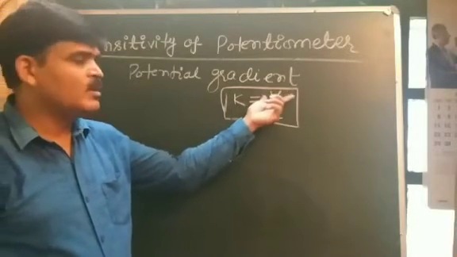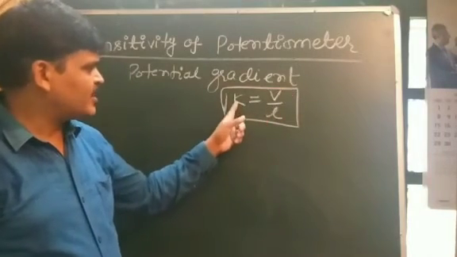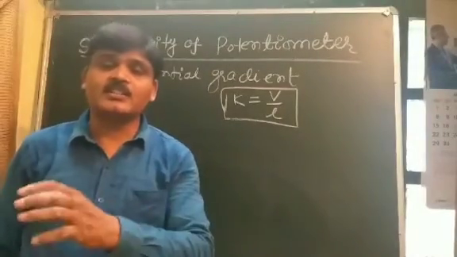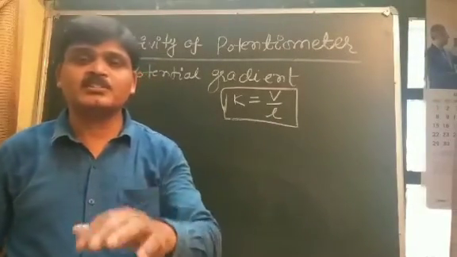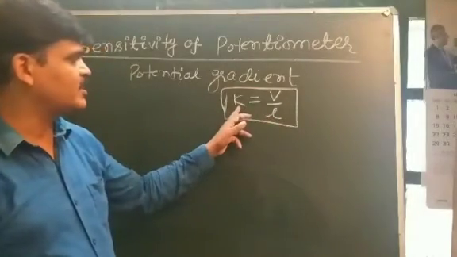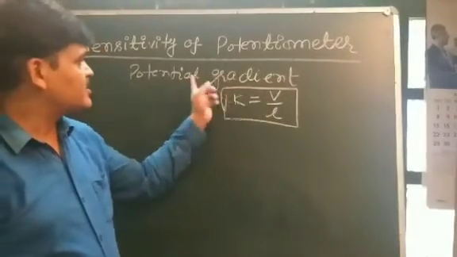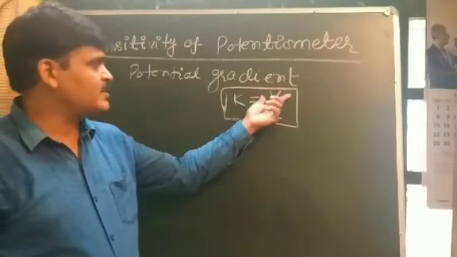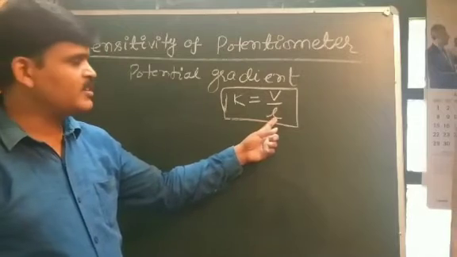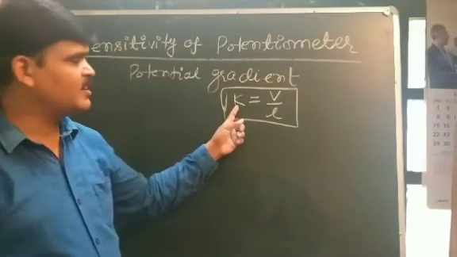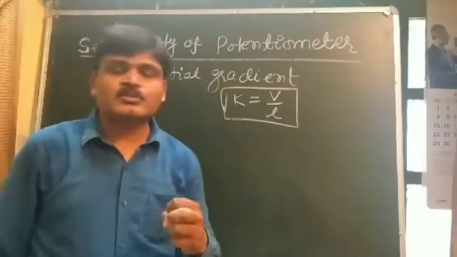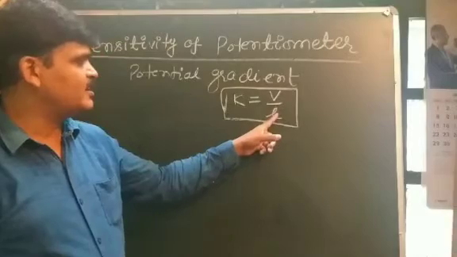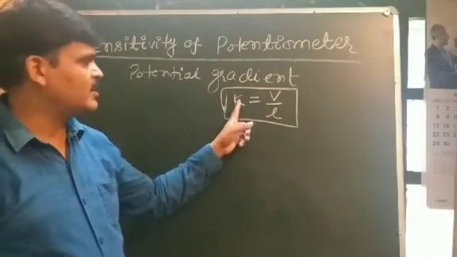For a fixed potential difference, the potential gradient can be decreased by increasing the length of the potentiometer wire. That is why a large length of wire is taken in the potentiometer, because its sensitivity increases. So in the first case, with a fixed potential difference, the length of the potentiometer increases and the potential gradient decreases, so the sensitivity is increased.